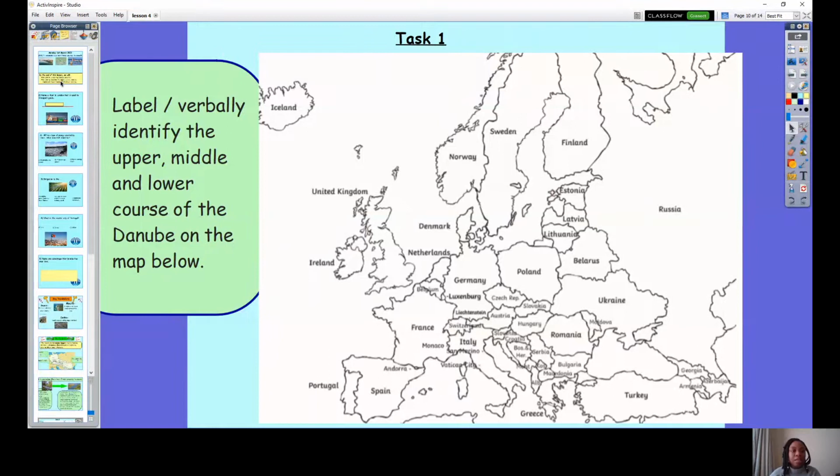Today's geography lesson. We are continuing on with our topic of rivers and mountains, and today we're going to be doing a case study looking at the River Danube in Europe. Okay, so I'm going to share my screen so that we can start today's lesson.